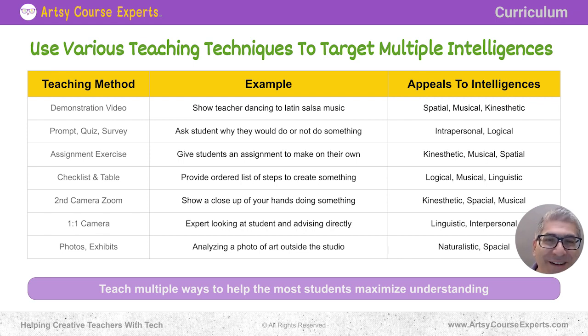So now you're a lot smarter on the multiple intelligences that students may have.